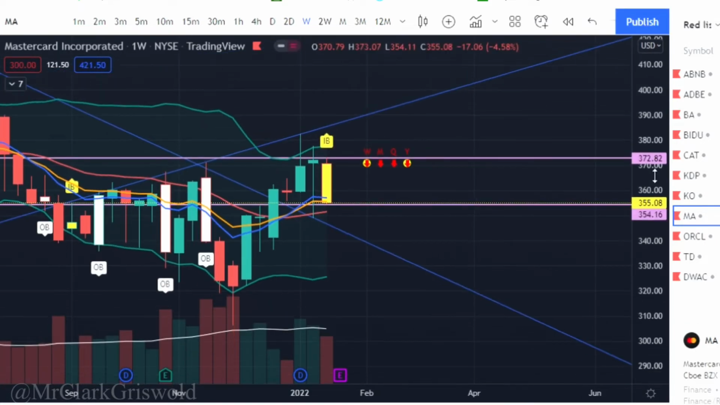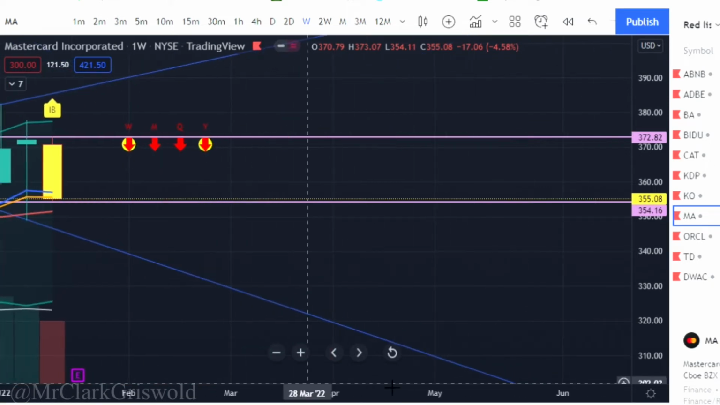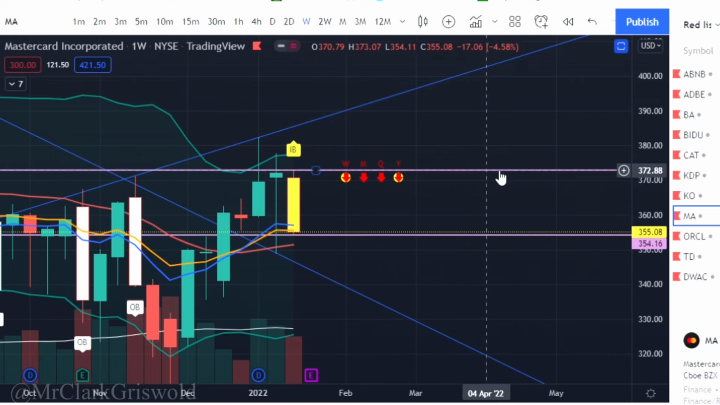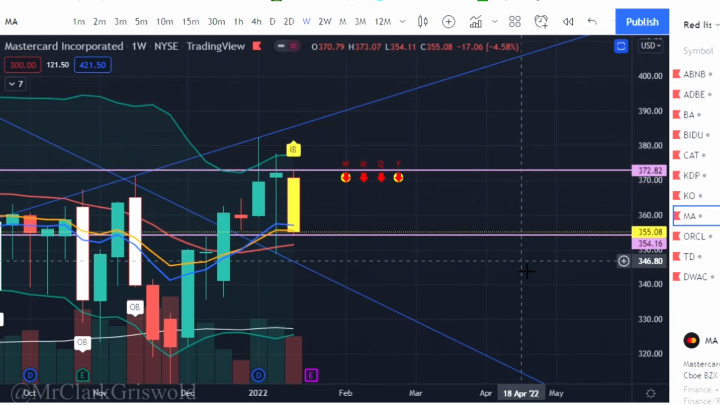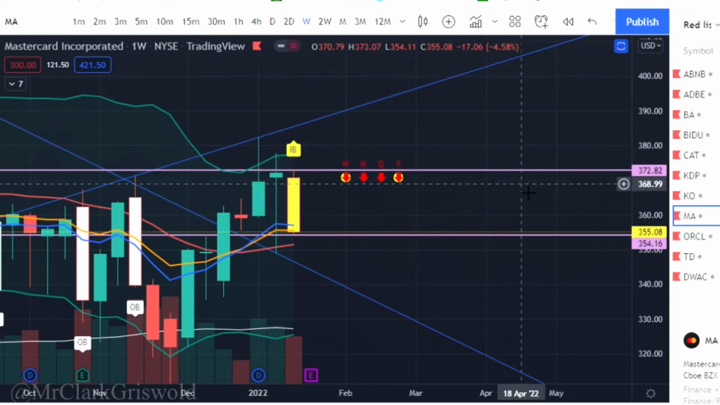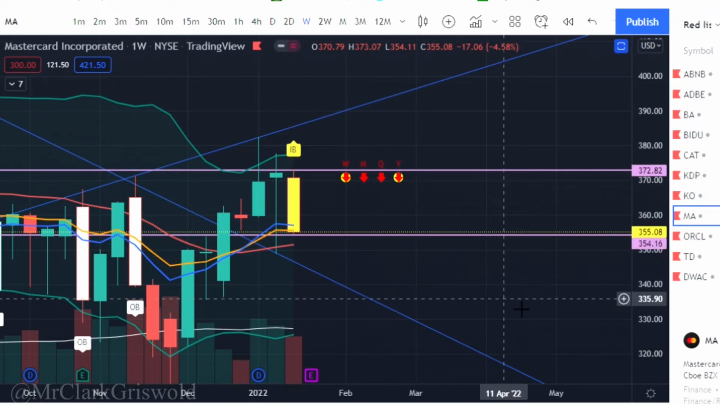MA, which is MasterCard, we have another inside bar. So again, on MasterCard, if we break 372.82, we are going long. 354.16, we are going short. Based off of last week, we had full time frame continuity. Let's see what Monday brings to see where we end up.